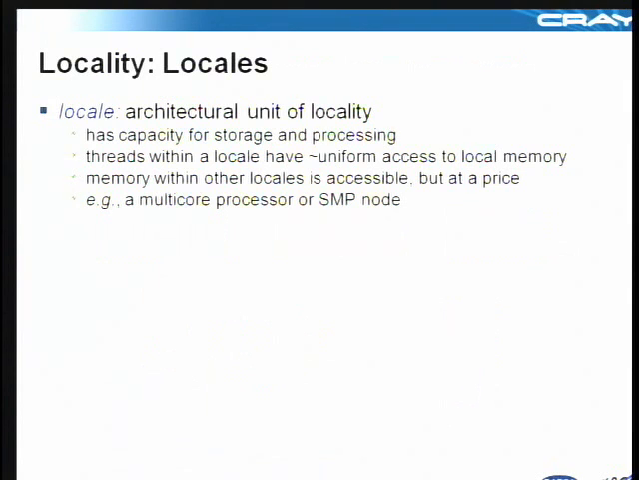Okay, so moving on from data parallelism to locality. We have a notion in the language of a locale, and this is an architectural unit of locality. So it has the ability to store things in memory, to do processing. The idea is that all threads within a locale will have more or less uniform access to local memory within a locale, and remote memory is going to be more expensive. So on a commodity machine, you could think of a multi-core processor or an SMP node as being a locale.